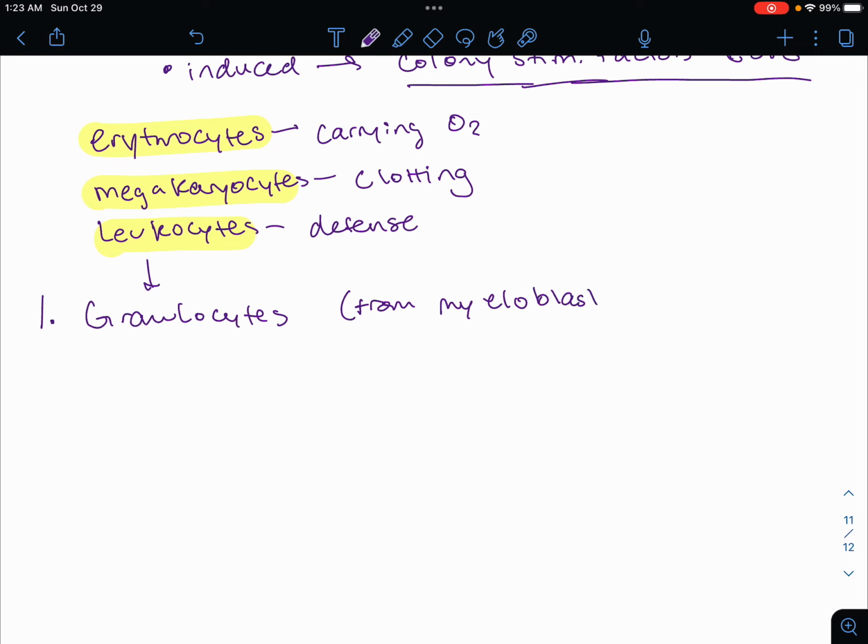So they originate from the myeloblast. And we're going to have three kinds of granulocytes. Again, they have granules, cytoplasmic granules. The first kind would be neutrophils. And these are going to be the most abundant. And these are going to eat bacteria.